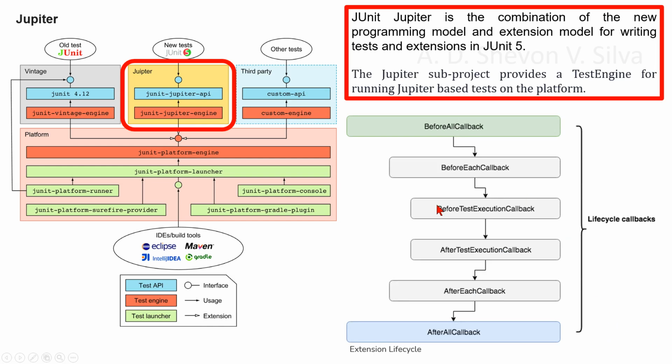Here you can see extension lifecycle. JUnit 5 Jupiter provides extension authors callbacks that can be used to tap into the lifecycle events of tests. The extension model provides several interfaces for extending tests at various points in the extension lifecycle. Extension authors are free to implement all or some of these lifecycle interfaces.